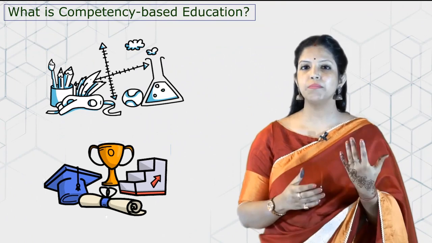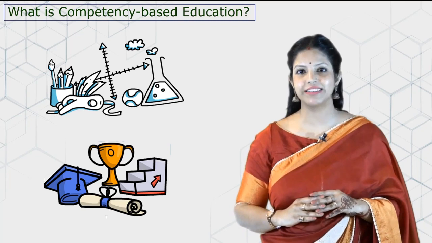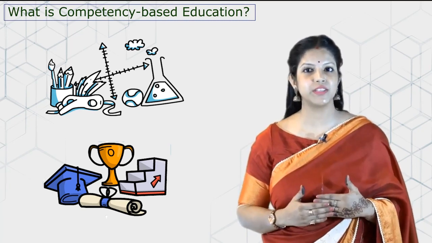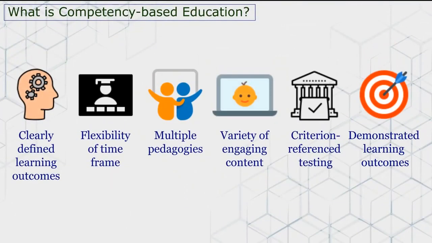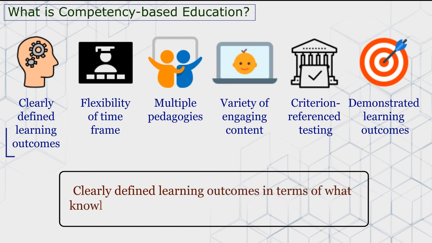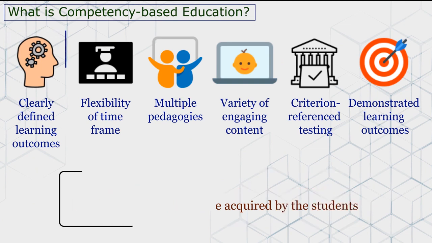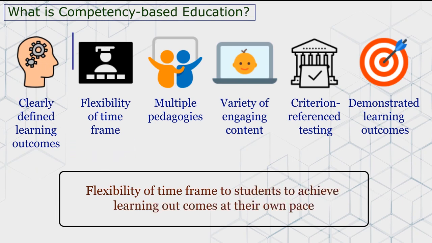In other words, competency-based education creates a system of continuous improvement that fosters deeper learning of students at their own pace. Let's now discuss the 6 components of competency-based education in detail. CBE has clearly defined learning outcomes in terms of what knowledge and skills will be acquired by the students. It gives flexibility of time frame to students to achieve learning outcomes at their own pace.